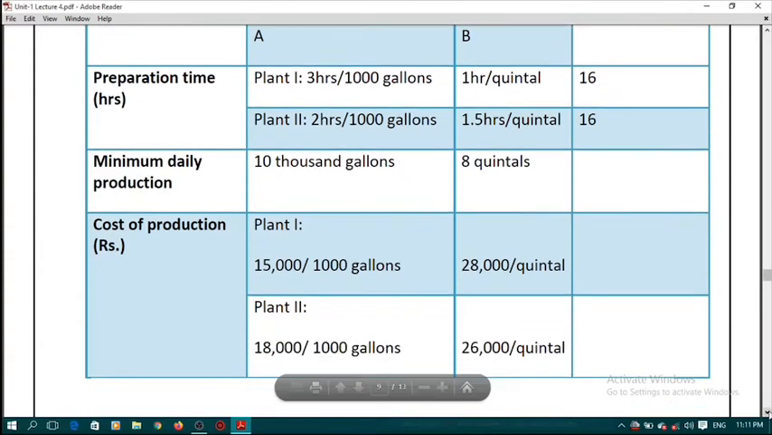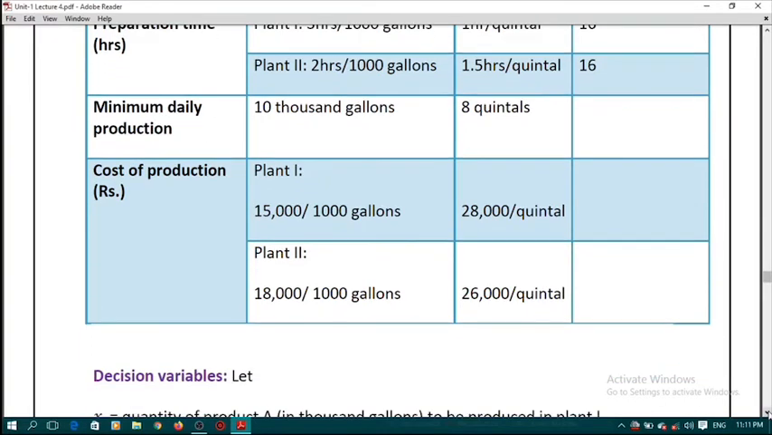And the last one is cost of production. In plant 1, the cost of product A is 15,000 per 1000 gallons and 28,000 per quintal of product B. In plant 2, for product A, we have 18,000 per 1000 gallons and 26,000 per quintal of product B. So this is all the information.